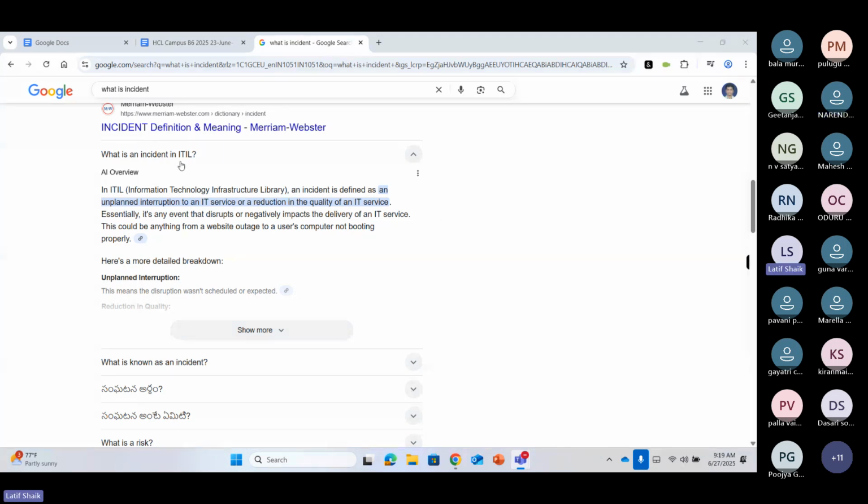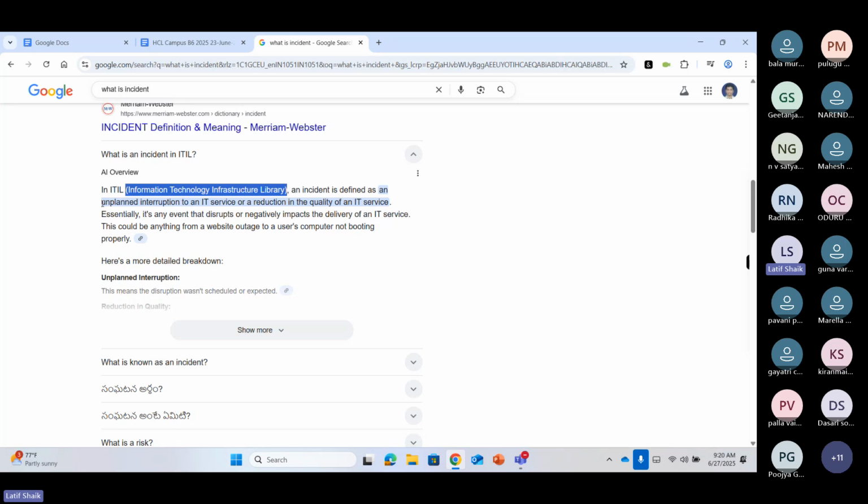This is what is incident in ITIL, because the definitions belong to the ITIL definition, right? What is an IT incident in IT or ITIL? What is ITIL? Information Technology Infrastructure Library. Okay, we'll come back to ITIL. We'll see this one first.